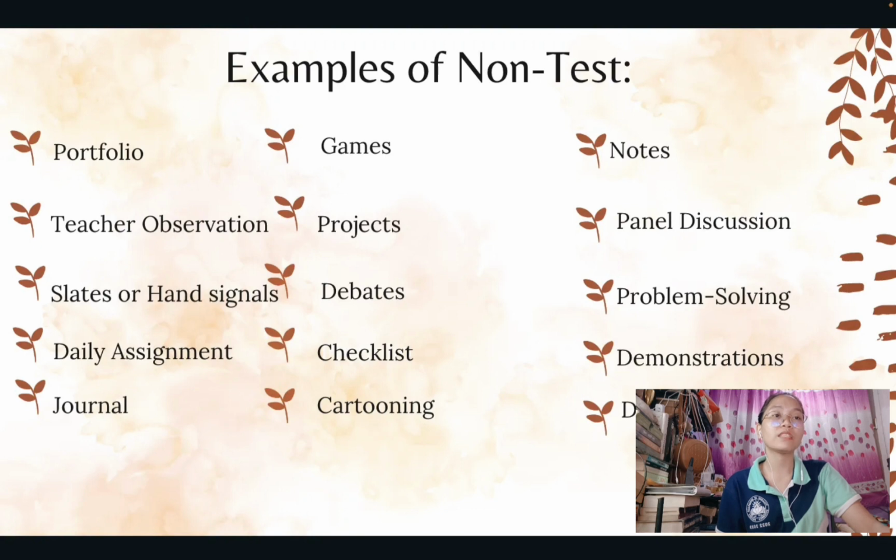Students will write a summary of the lesson. One example is an outline of the day's lesson. Next one is panel discussion. In a panel discussion, a group of students verbally present information. One example is a discussion presenting both pros and cons of environmental issues.